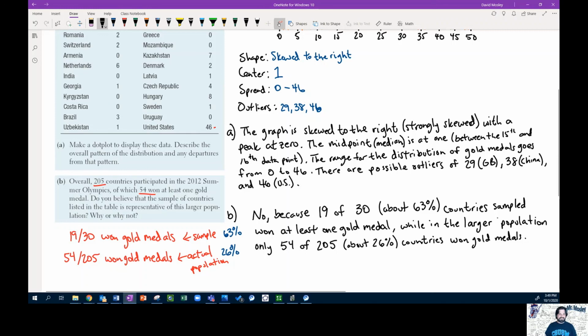No, because 19 of 30, about 63% of countries sampled, won at least 1 gold medal, while in the larger population, only 54 of 205, about 26% of countries won gold medals. So this is not a good representation of the larger population. It is an overestimate.